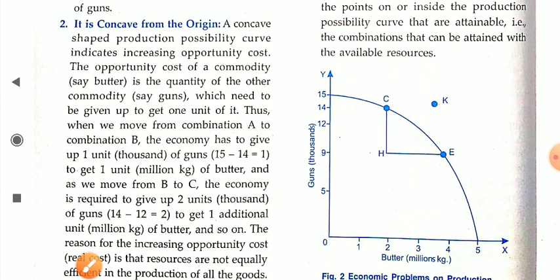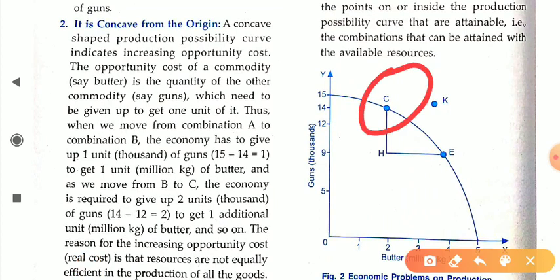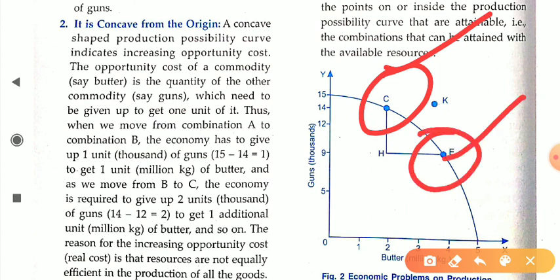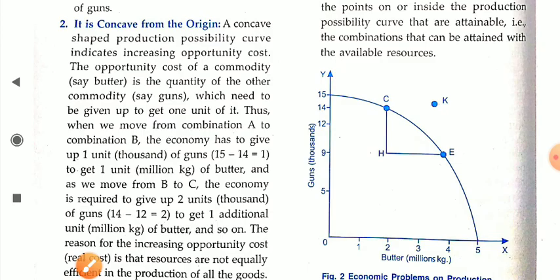Okay student, so at a certain point of time, if people want more guns and less butter, then you will produce at point C. Now if people wish to have more butter as compared to guns, then you will choose point E, because at this point the butter will be produced more as compared to the guns.